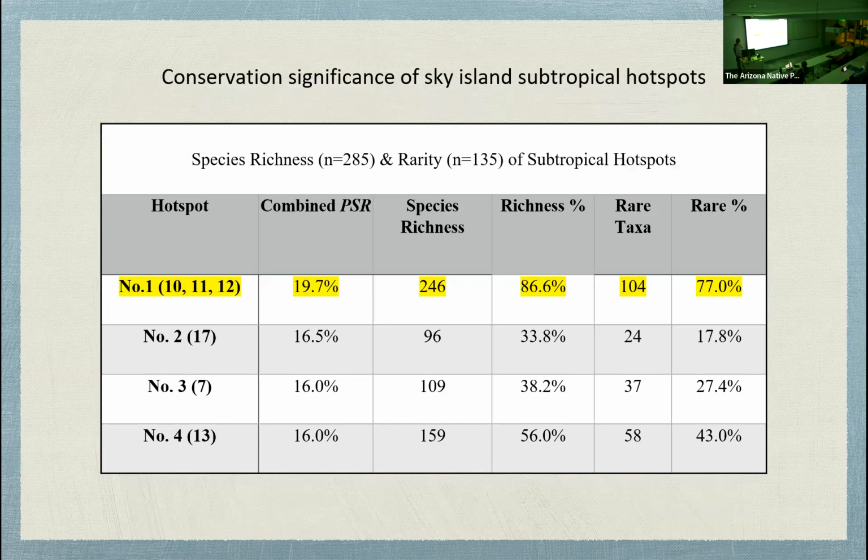And then this is the big conservation takeaway. In addition, for each of the hotspots, I looked at the subtropical species richness, the total number of plants that occurred in that area, the percentage, and then looked at rare taxa to have some significance for what we were doing. The rare taxa were defined using NatureServe primarily. We looked at rare, very rare, and vulnerable taxa.